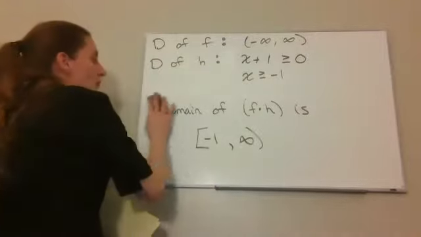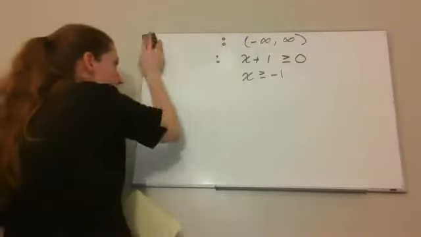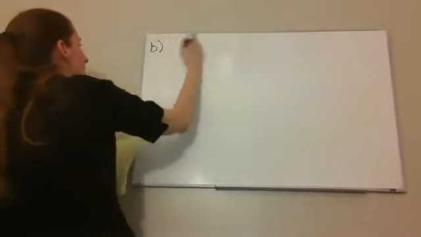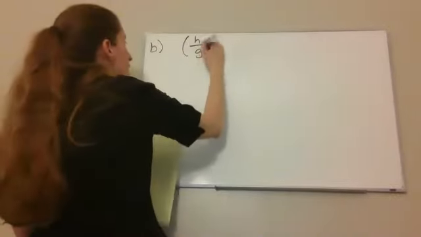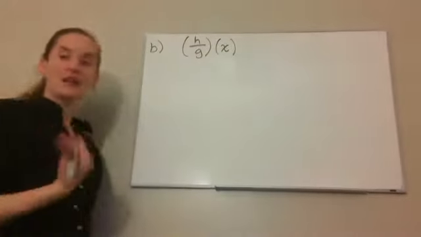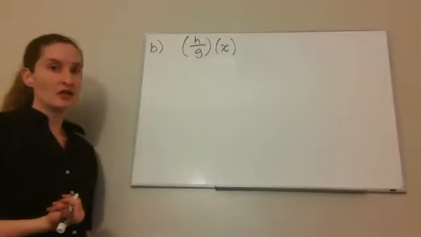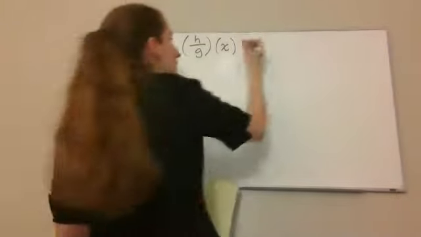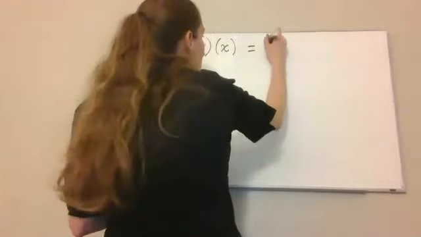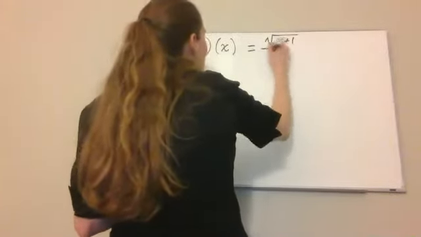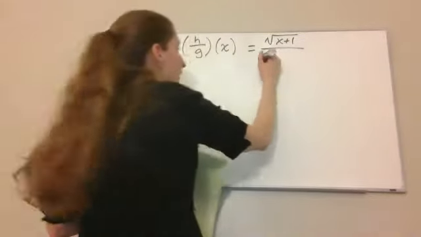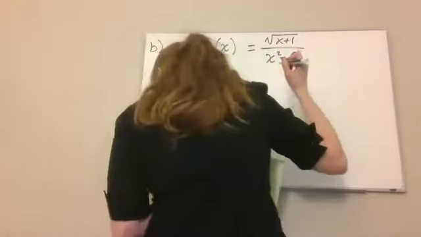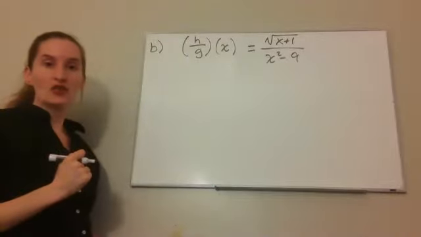Let's do a slightly harder one. We're still using the same f, g, and h that I had written down before. So part B, we want to find h over g of x, and also write the domain in interval notation. So h over g, remember, you just put the function h on top and g on the bottom. My h was that square root of x plus 1, and g, which I erased before, g was x squared minus 9. So this is my function h over g.